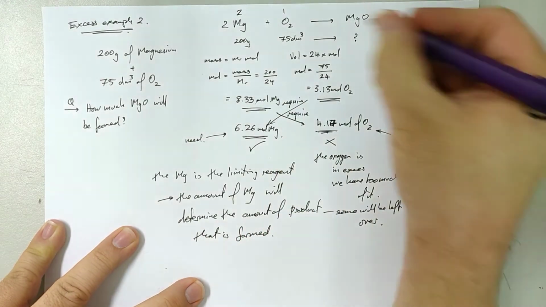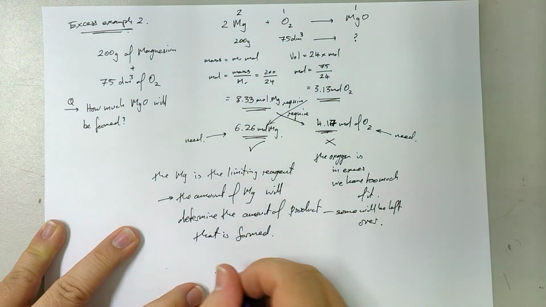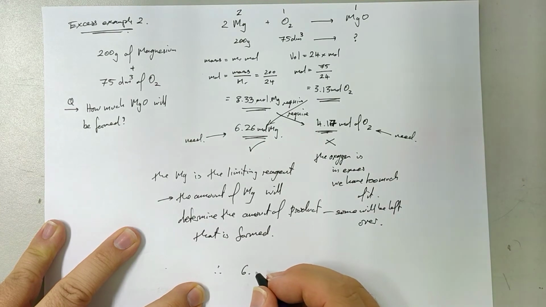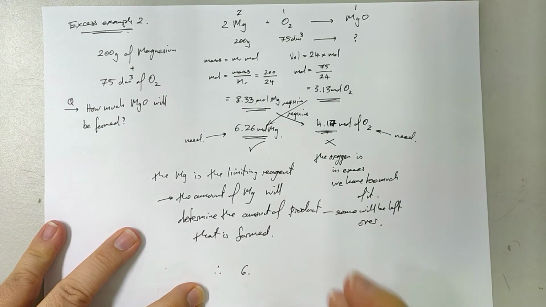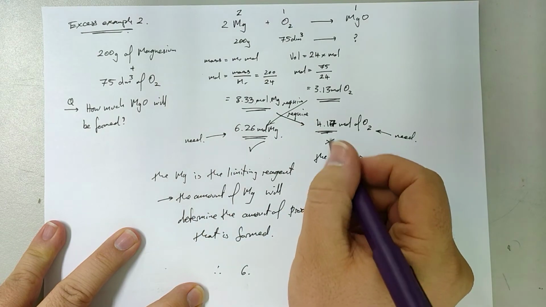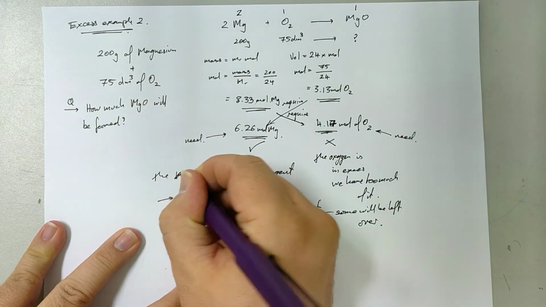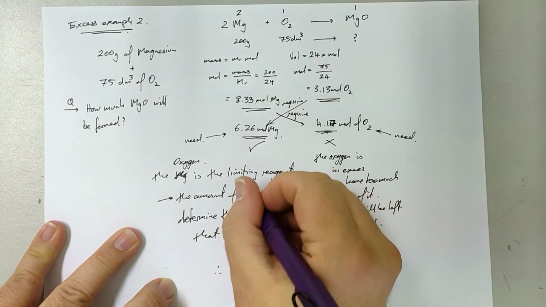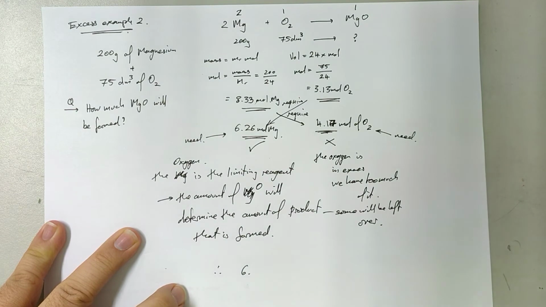Okay, so it's 2 to 1 to 1. Therefore, sorry, it's the other way around, isn't it? The oxygen is the limiting reagent, isn't it? So the oxygen is the limiting reagent. The amount of oxygen will determine the amount of the product that's formed.